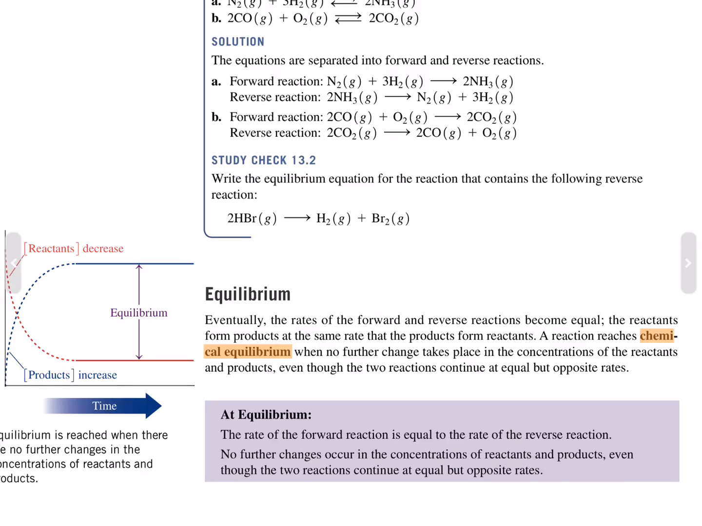Equilibrium. Eventually, the rates of the forward and reverse reactions become equal. The reactants form at the same rate as the products form reactants. A reaction reaches chemical equilibrium when no further change takes place in the concentrations of the reactants and products, even though the two reactions continue at equal but opposite rates.